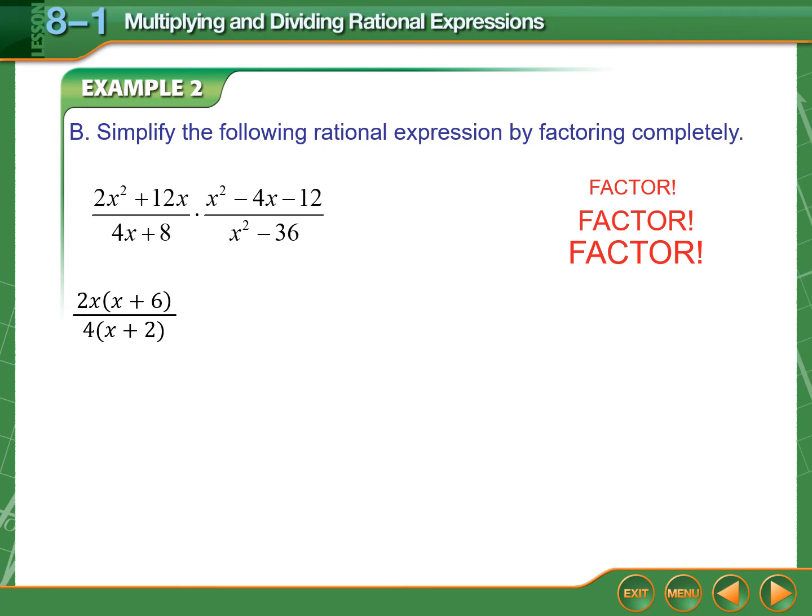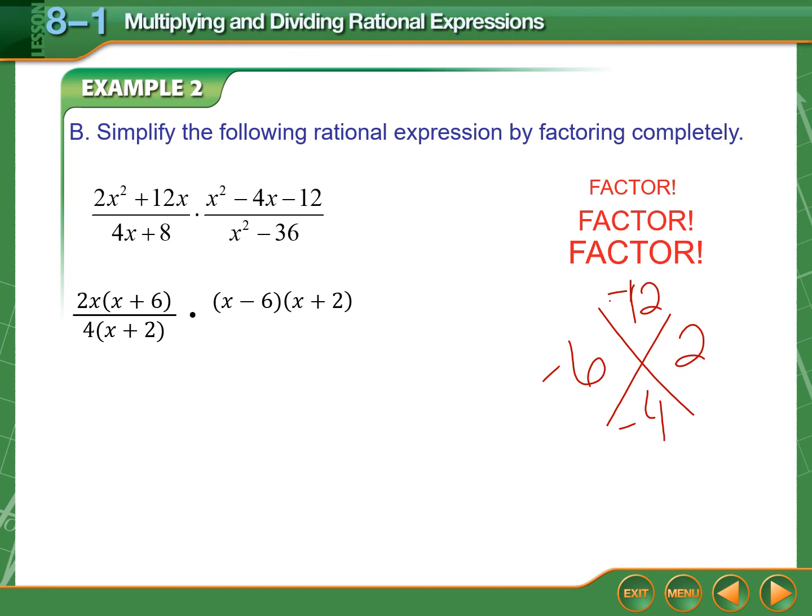Okay, and so hopefully you understand that. So now let's go to our numerator on the other one. So I need my box. And so I'm going to do negative 12 at the top. At the bottom, I need a negative 4. So what two numbers multiply to give me a negative 12, but add up to a negative 4? 6 and 2. The 6 being negative. So I have x minus 6 and x plus 2.